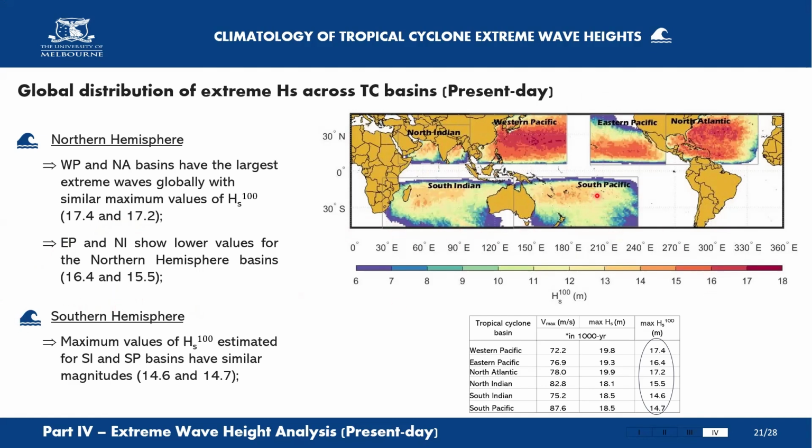Southern Hemisphere shows lower values than the Northern Hemisphere. The maximum values of HAS 100 estimated for South Indian and South Pacific have similar magnitudes, 14.6 meters for South Indian and 14.7 meters for South Pacific. In the table, we show the maximum Vmax, maximum HAS for 1,000 years, and the maximum HAS 100 predicted for all basins.